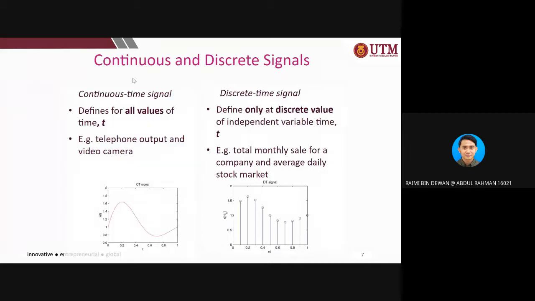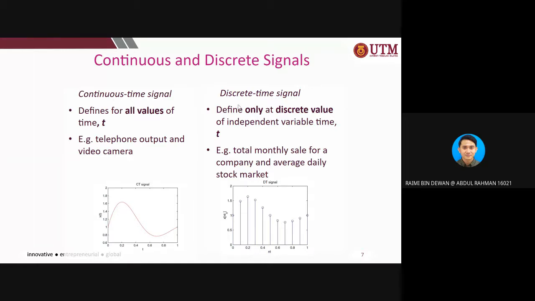So we go to the continuous and discrete signal. Continuous time signal is defined for all values of t. You can see here, for example, our horizontal axis corresponds to time. You can see that the signal is actually continuous. There is no gap. So at any time there is a signal value. So this is a continuous time signal.